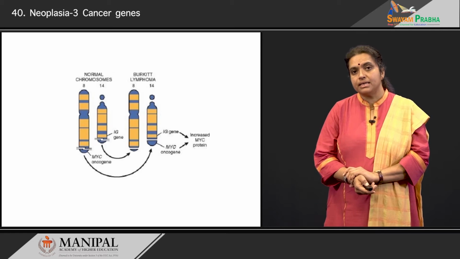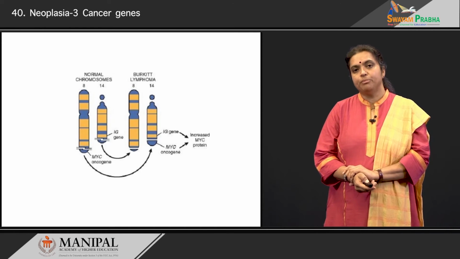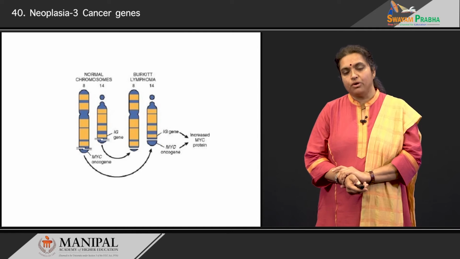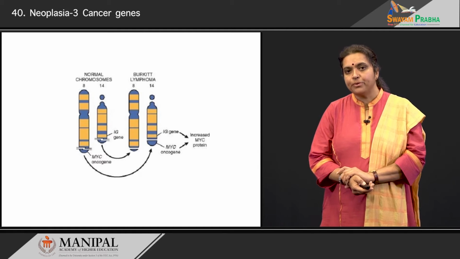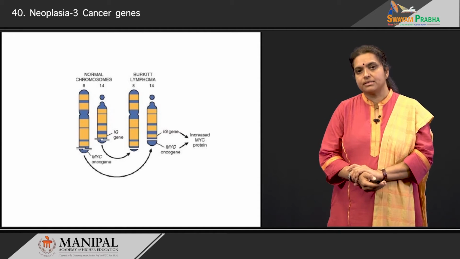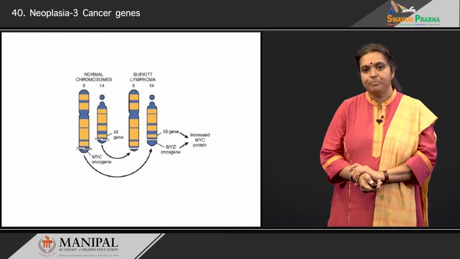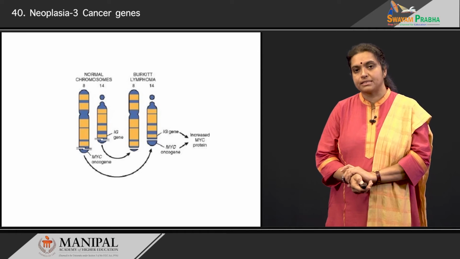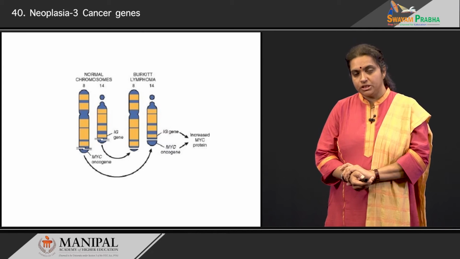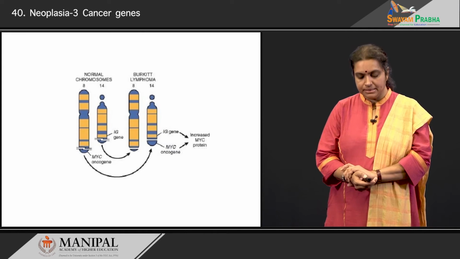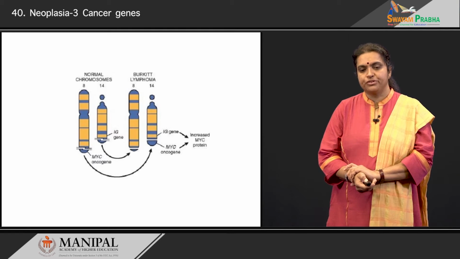Now, this results in an increased amount of MYC protein being formed, which causes increased transcription in the cell. So, this is one effect that can happen, because the oncogene is placed next to a gene that promotes or enhances the transcription of the gene.